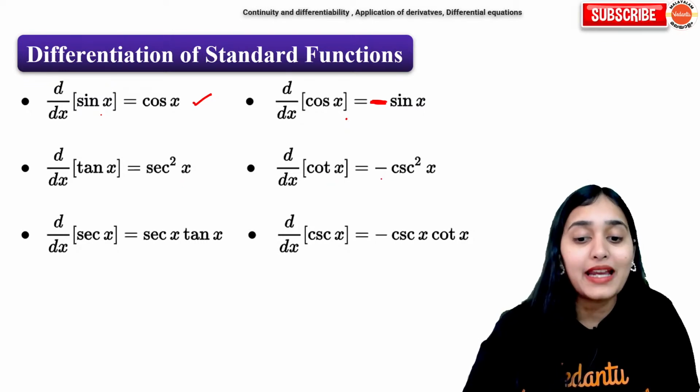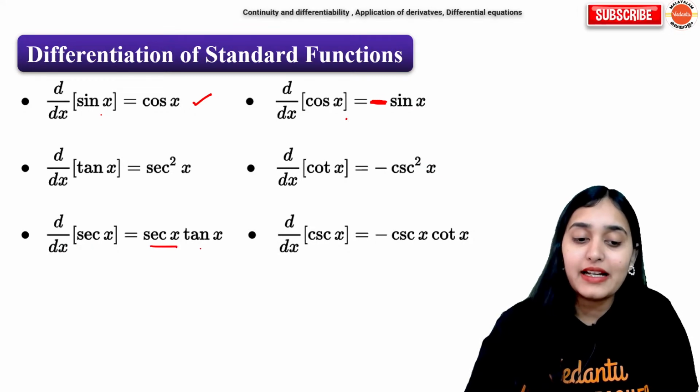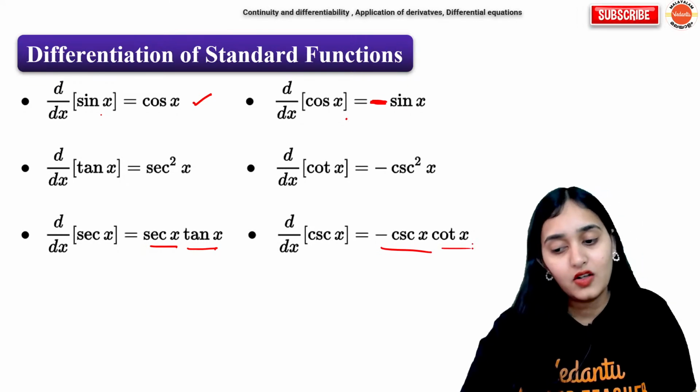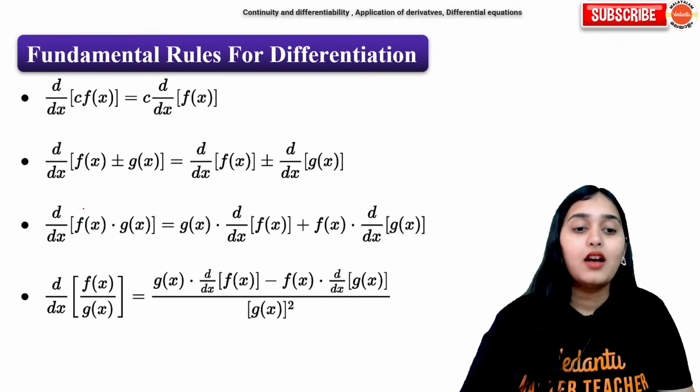Cot x is minus cosec square x. Secant x differentiation is secant x tan x. Cosec x differentiation is minus cosec x cot x. Okay, this is trigonometric functions differentiation.